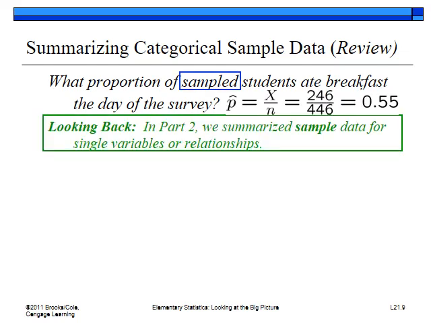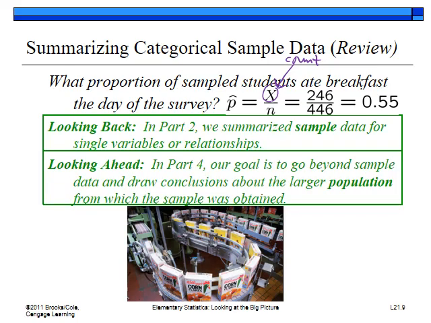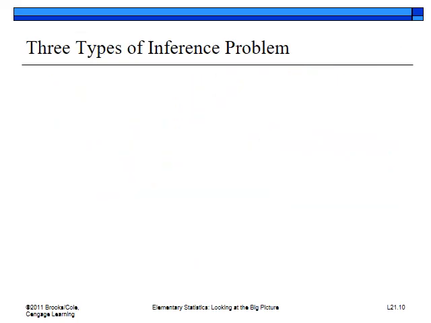We found that the sample proportion, p hat, is x over n. So remember that x is the count, and n is the sample size, so that's 246 over 446, which is 0.55. So that's what we did back in part 2. Now that we're in part 4, what we're doing is going from the sample and trying to draw conclusions about the population. That's the notion of statistical inference.